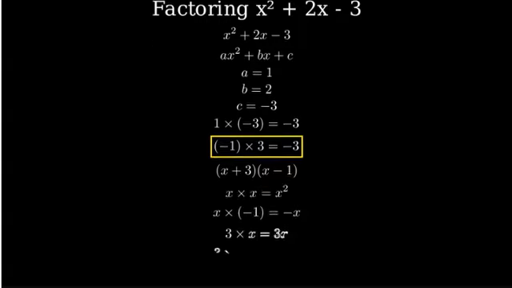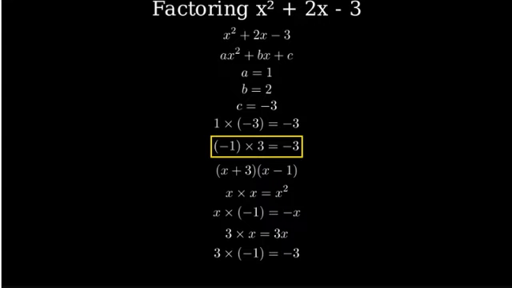First, we multiply x by x to get x squared. Then we multiply x by minus 1 to get minus x. Next, we multiply 3 by x to get 3x. Finally, we multiply 3 by minus 1 to get minus 3.